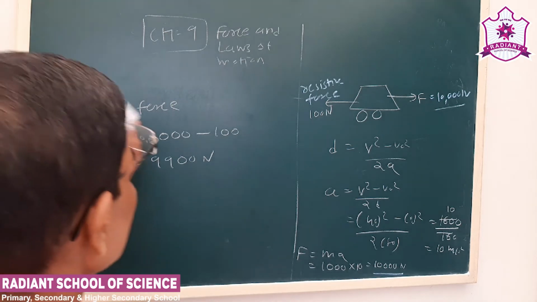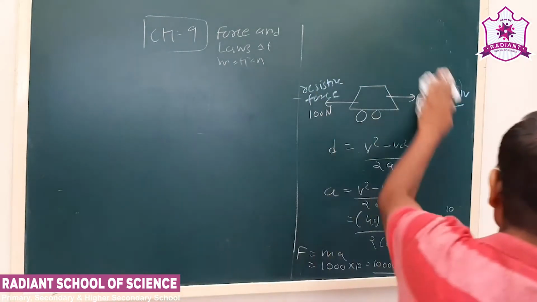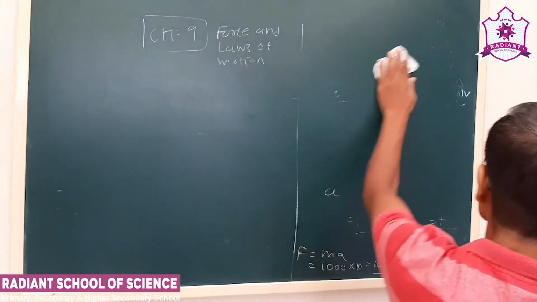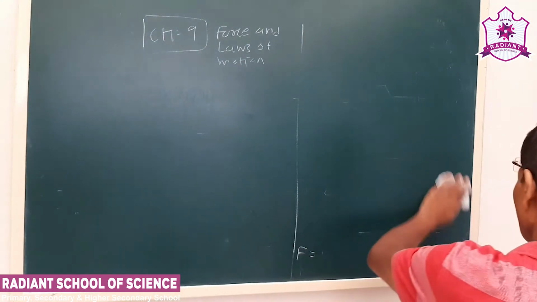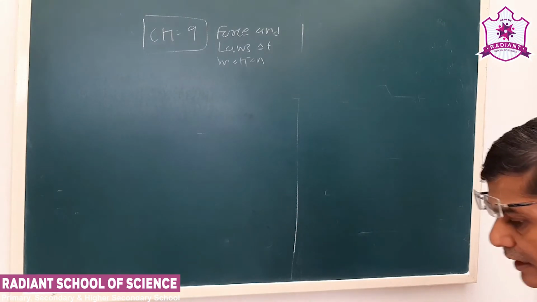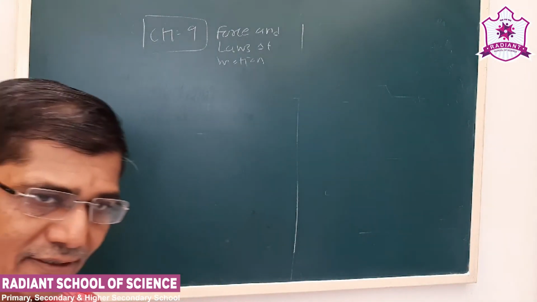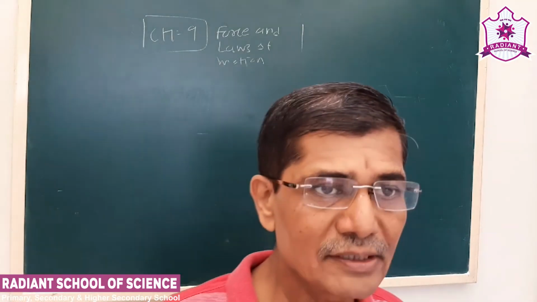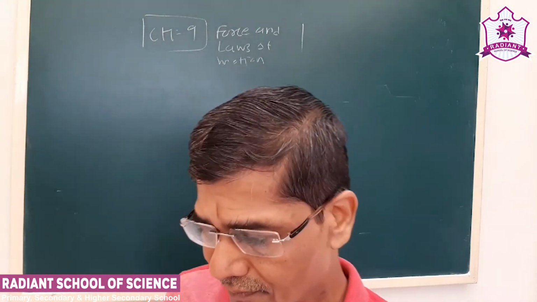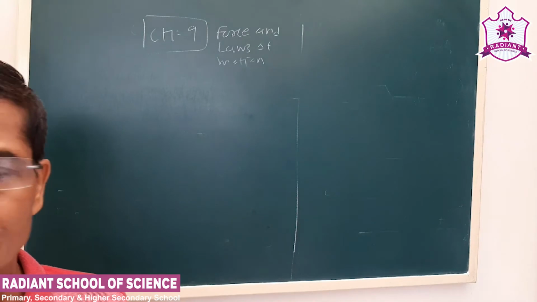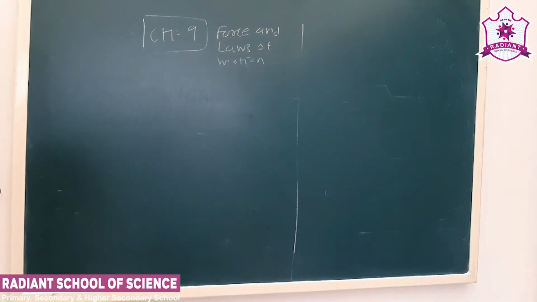Now some more questions. So far we have taken the questions which use the equation F is equal to ma. Now we take some examples in which we have to use the law of conservation of linear momentum. See, in the theory part we discussed it: the total linear momentum in a system remains constant. That we have to use here.